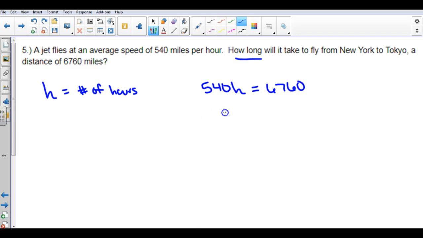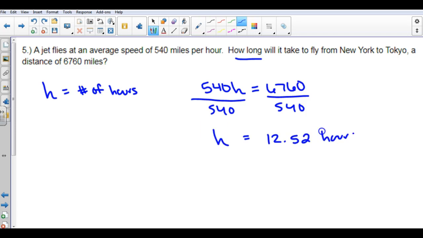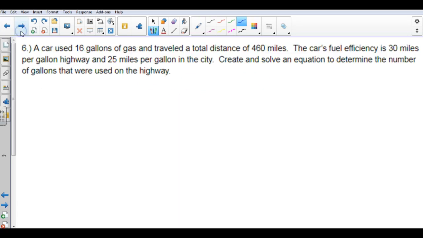But really, I'm just going to take 6,760 and divide by 540. And that is going to give me a value then of 12.52 if I round up. And that would be measured in hours. So that is a very long flight. But again, kind of the goal of the problem is just to be able to set up that equation.